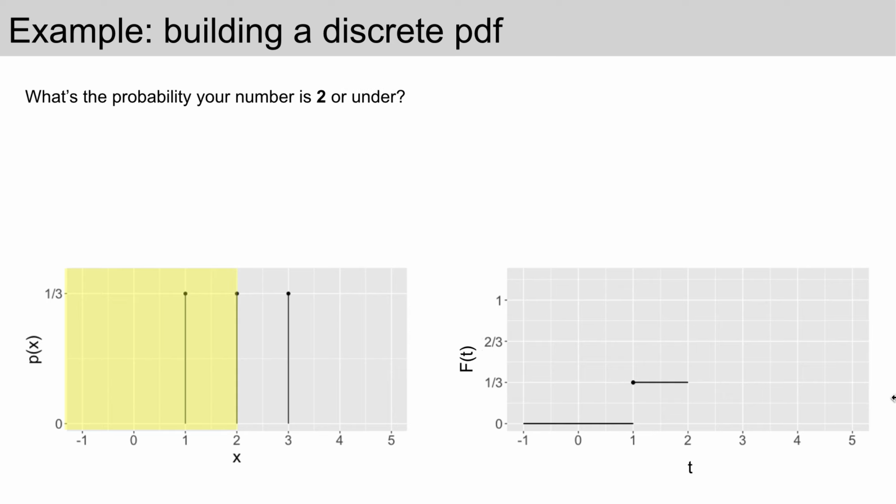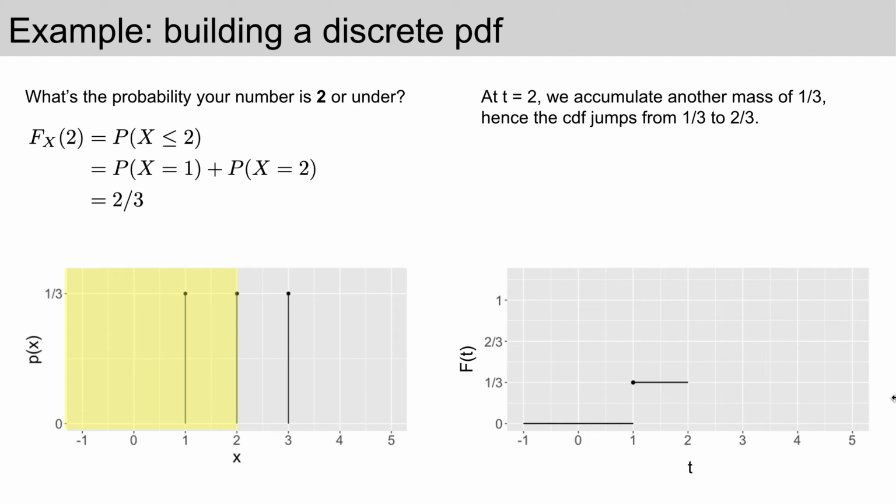Moving along further, the next point that we can accumulate any mass at is when we get to 2. We can get a value of 2 or under in two ways, when x equals 1 or x equals 2. These two events have a total probability of 2/3. Thus, at t equals 2, we accumulate another mass of 1/3, and the CDF makes a jump up from 1/3 to 2/3.